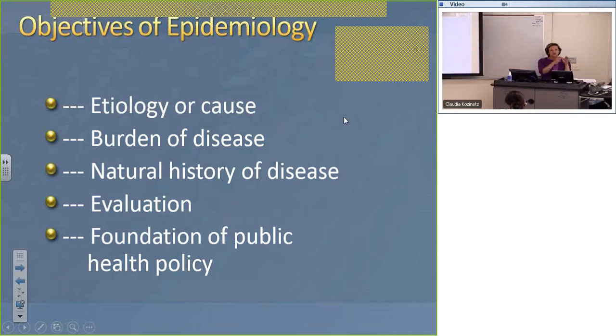And so knowing the characteristics or the natural history of disease allows us to put in place intervention and prevention programs at the appropriate time so that we can stop it from going any further. That's what we're trying to do. We're trying to stop or delay the natural history of disease.